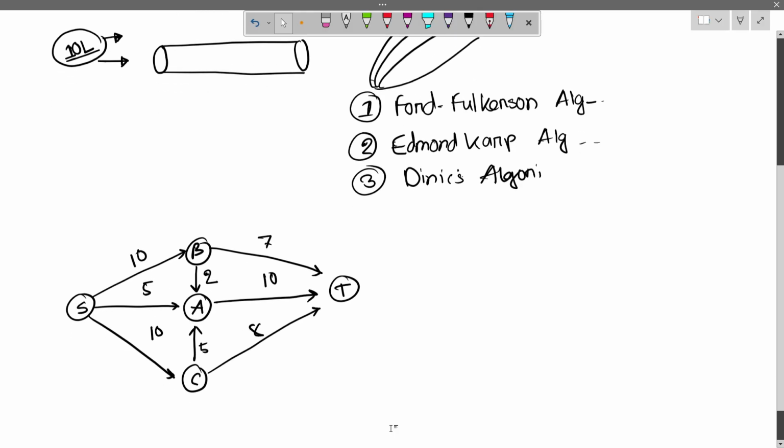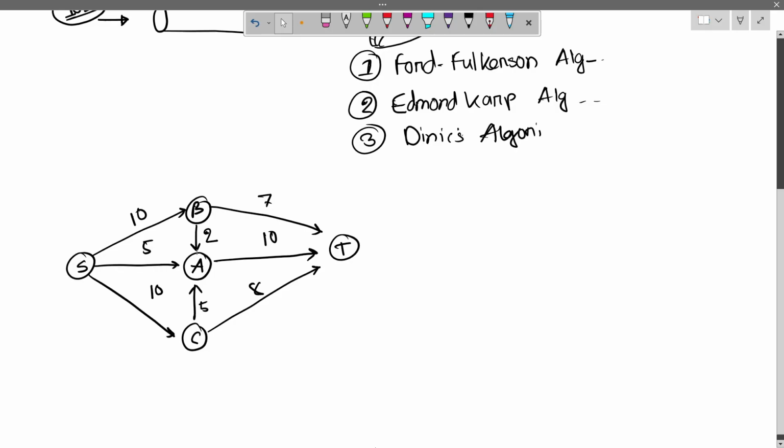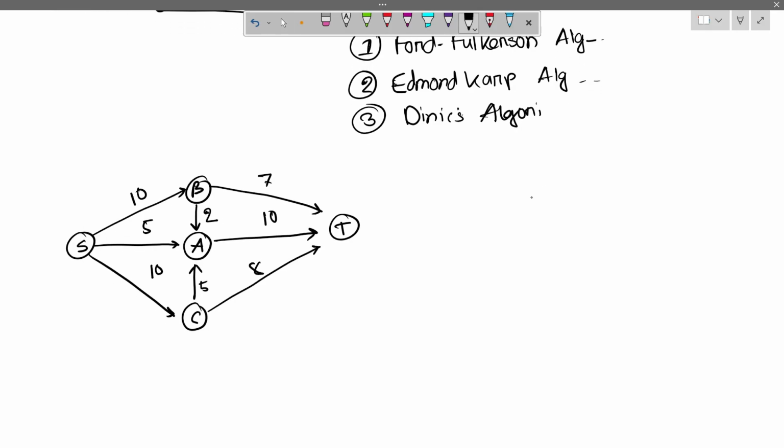Okay, now what about the Ford-Fulkerson algorithm? The Ford-Fulkerson algorithm selects the path combination randomly and augments this again and again until it satisfies all the constraints. Suppose, for Ford-Fulkerson, if we start with S, then S to B and B to T. Here we have to first compute the bottleneck value. So what is the bottleneck value here? Here the bottleneck value is 7.